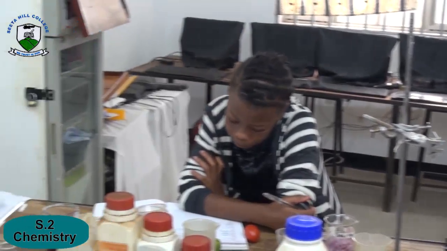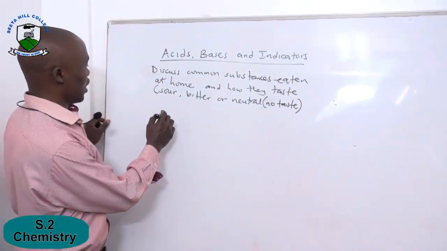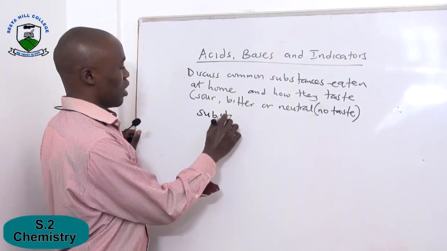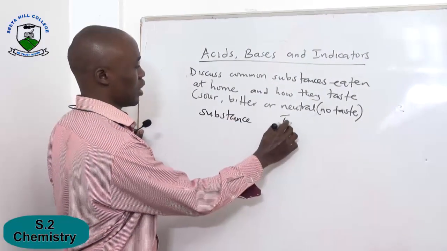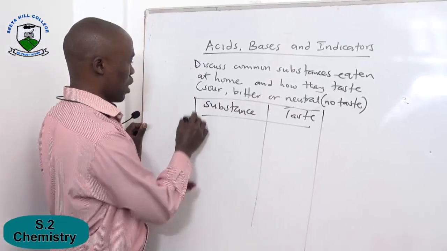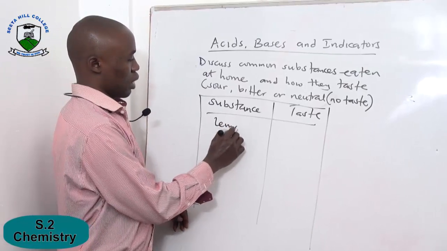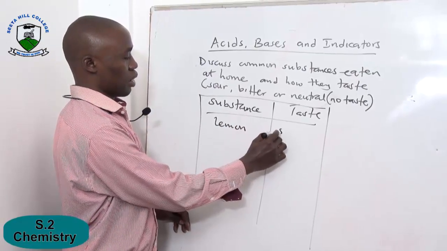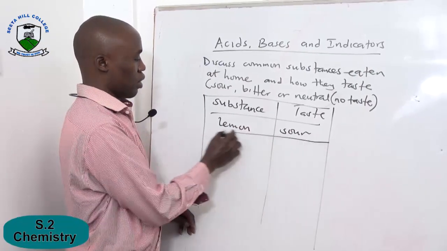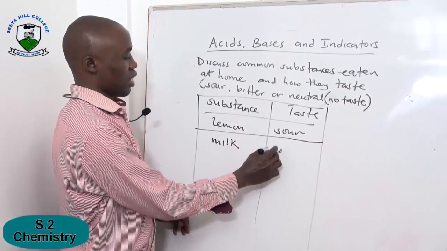Okay, great. Thank you very much. That's very great. You've told us the substance, then the taste. You've told us that the first substance was lemon, that its taste is sour. Then milk is sour.